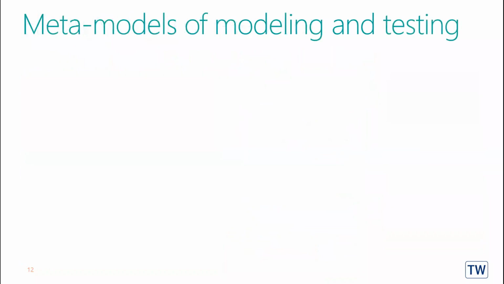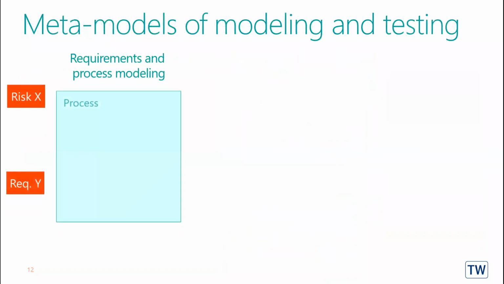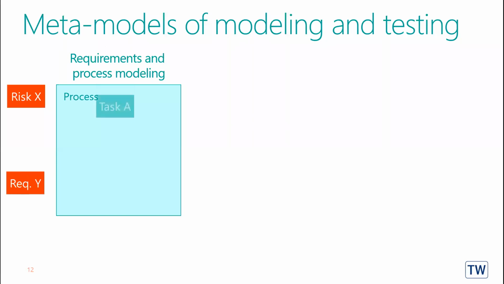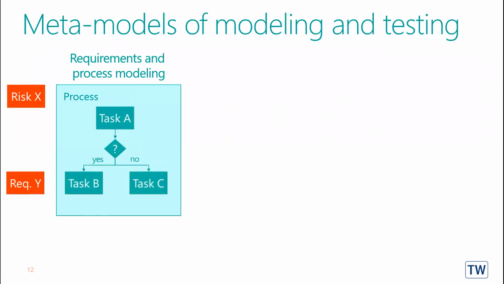What is the meta model and the methodology behind? So from the modeling side, we have risks, we have requirements, and we define a process. And here you can see a simple process depending on a task A. There's an XOR, a diamond, a rule. And if it goes into the yes path, we have a task B to be executed. And if it goes into the no path, there's a task C to be executed. And as explained, the risks can be assigned on process and task level, and requirements, for example, in this small example on task level.